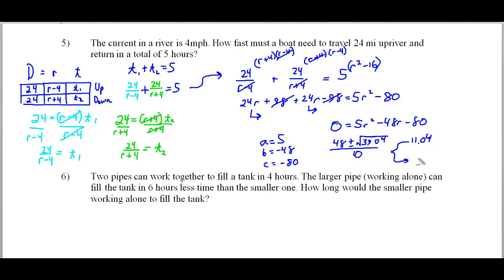Now if you subtracted, you get an answer of negative 1.45, which is not going to be an answer. When we do these story problems, we're always going to be taking the positive, not the negative answer. So the answer to the problem is you're going to be traveling about 11 miles per hour in still water to get up and down the river, 48 miles total in a total of 5 hours.